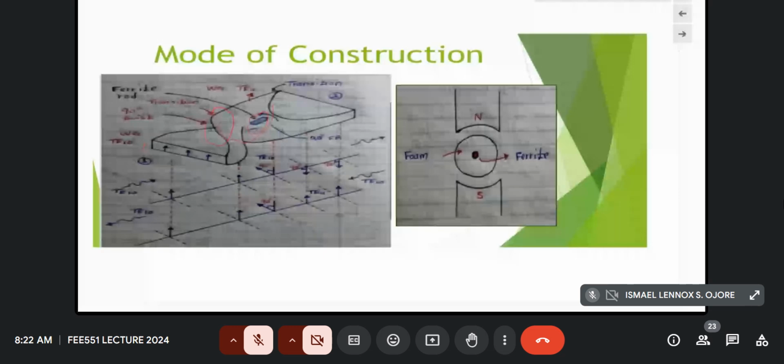Coming first to the gyrator, this one here, on the right side is a cross section. You'll see that we are applying a constant DC static magnetic field. You can see them here. And then we have a ferrite material, this one here, that is surrounded by a foam or polyfoam. So several parts.